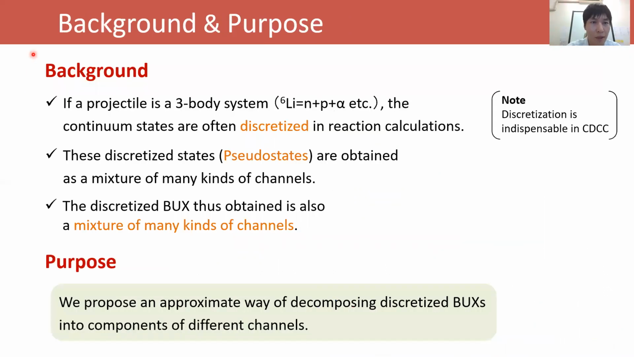Okay, let me briefly summarize the background and purpose. If a projectile is a three-body system, the continuum states are often discretized in reaction calculations. These discretized states, so-called pseudo-states, are obtained as a mixture of many kinds of channels. The discretized breakup cross-section thus obtained is also a mixture of many kinds of channels. So our purpose is to propose an approximate way of decomposing discretized breakup cross-sections into components of different channels.